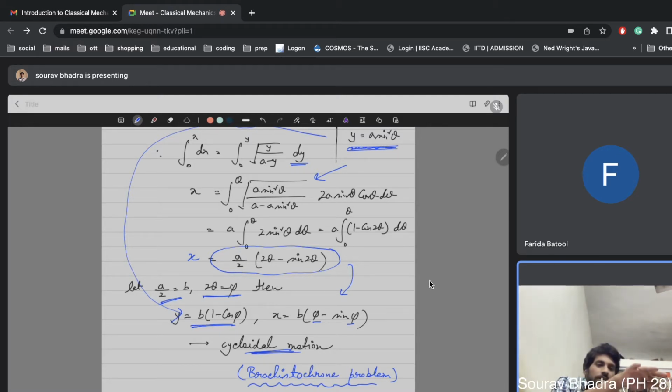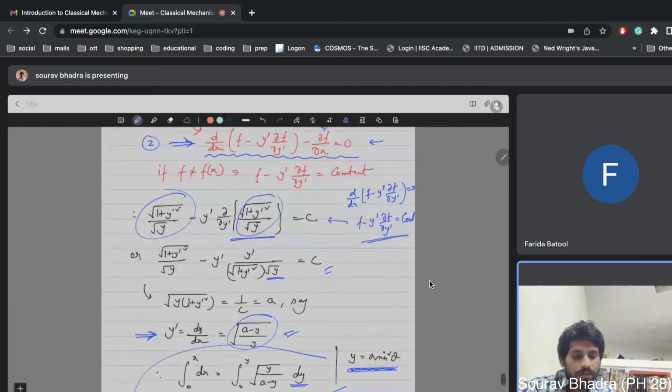One is along a straight line, another is along the cycloid path. The ball which follows the cycloid path will reach the end point faster, because that is coming from the extremization of time, shortest time. Okay, so this is the main motto of the problem, to give you some idea.